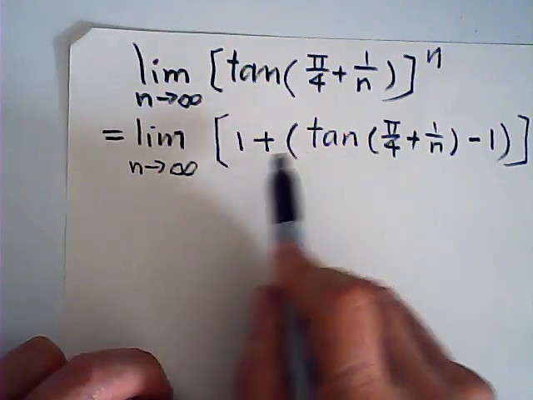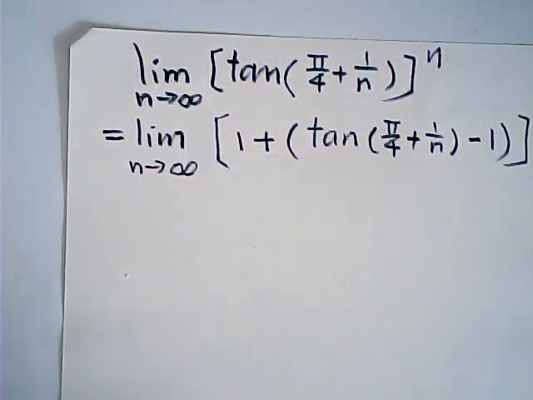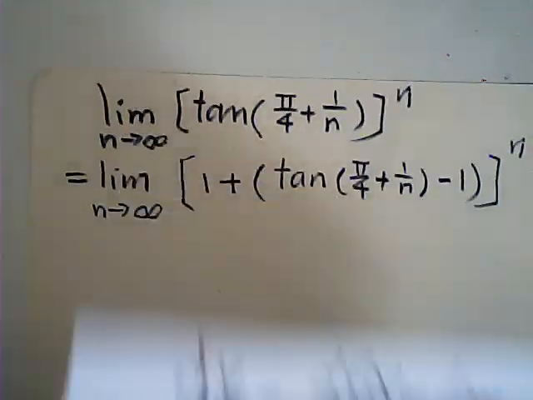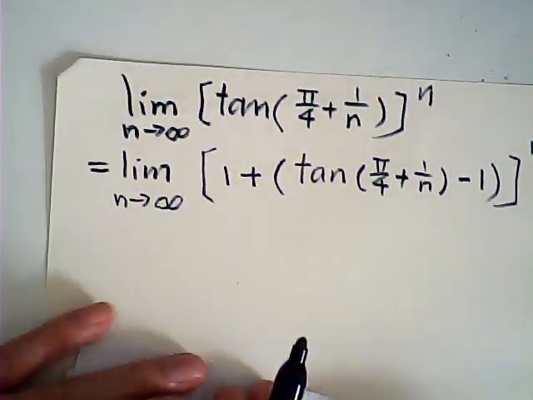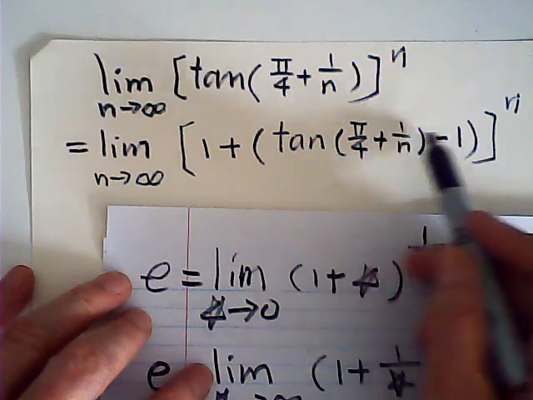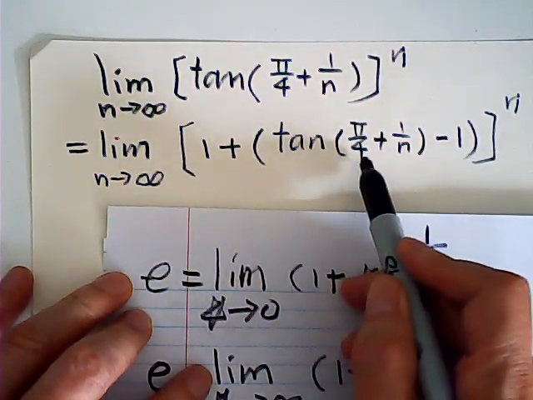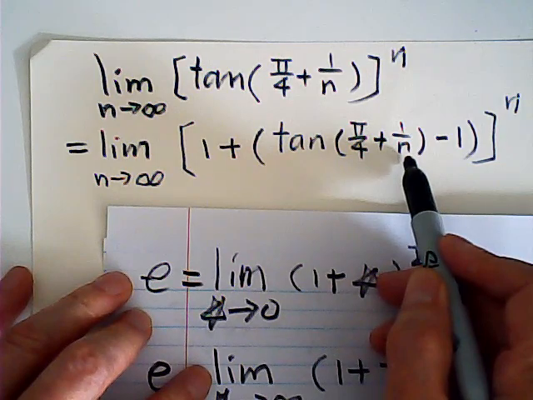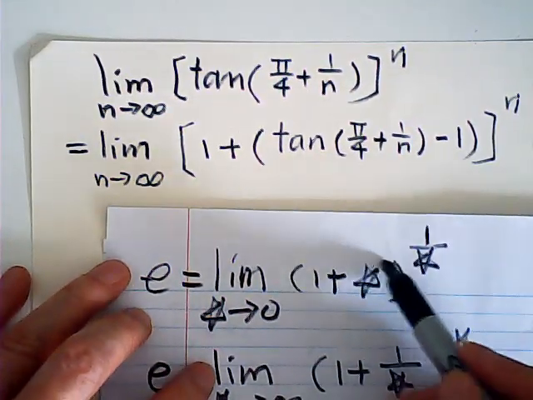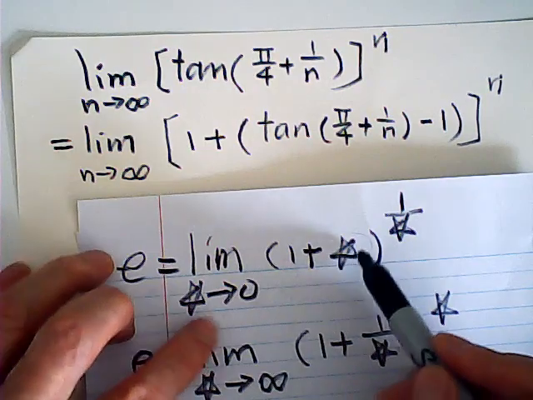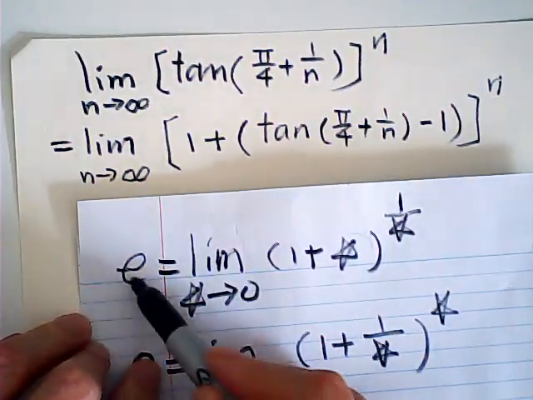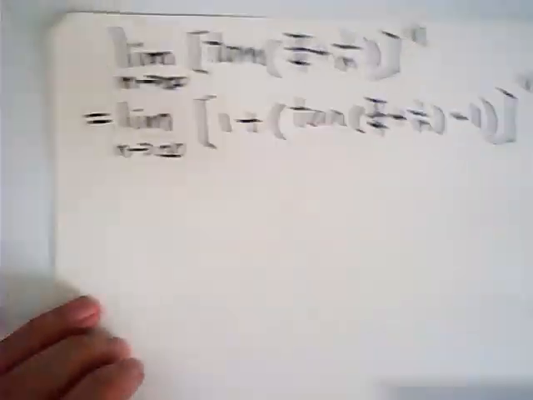So then what? See, I have 1 here. Now this one goes to 0. Tangent quarter pi is 1, and 1 minus 1 is 0. Therefore, this is my star. This looks like my star, and I try to create an e somewhere.